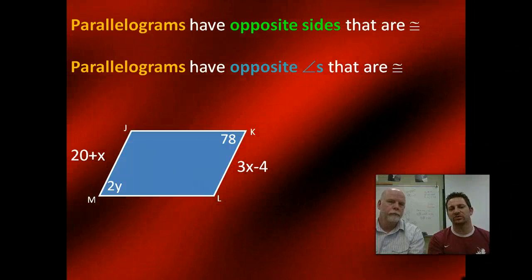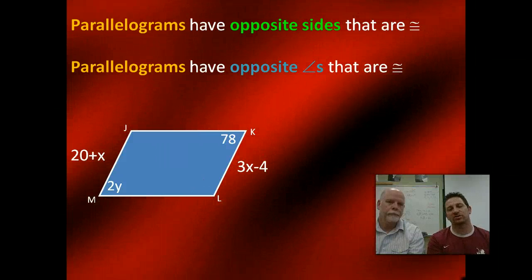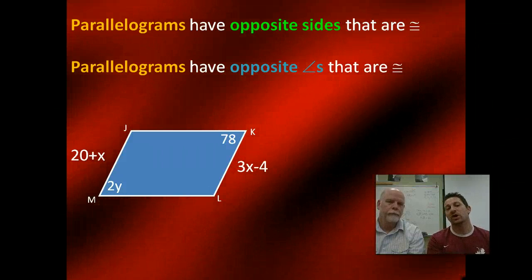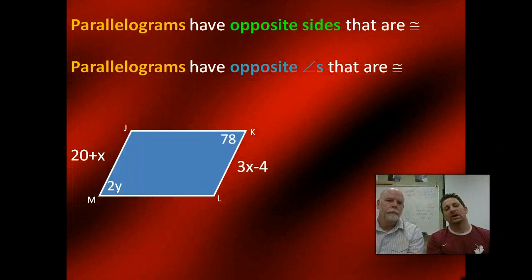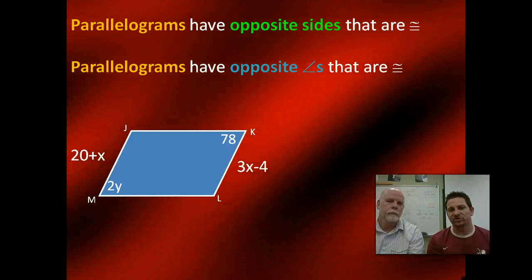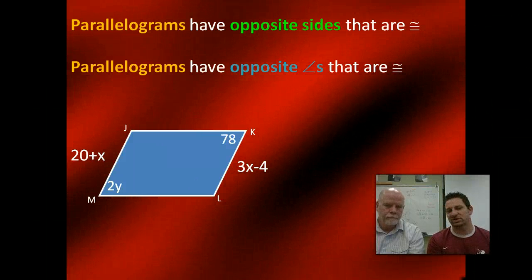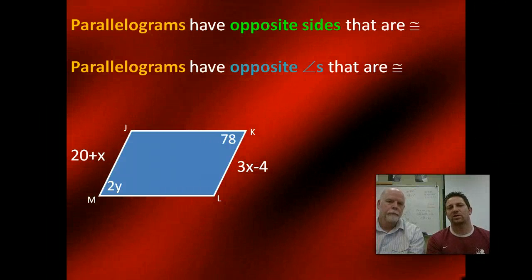If you look at the angles, angle J looks like it's more than 90 degrees, and angle L also looks like it's more than 90 degrees, so we could assume those are congruent. Angle M looks less than 90 degrees, and angle K looks less than 90 degrees, so those are also congruent, guys. Remember, a quadrilateral is bound by 360 degrees. Just like a triangle is bound to 180, a parallelogram is bound to 360.